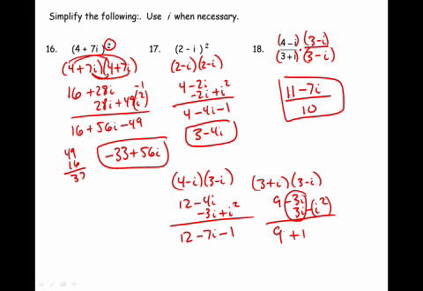That is your answer. Now be aware that on your test they sometimes split the denominators, so you could be looking for 11 over 10 minus 7i over 10. These are both equivalent answers. Be aware of both possibilities on your test.